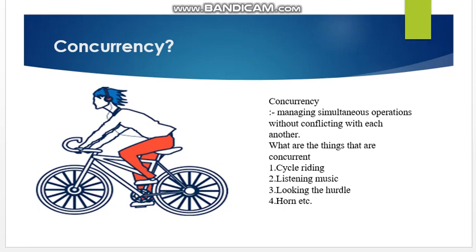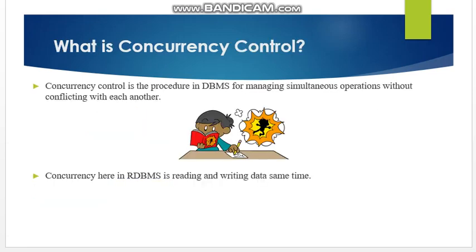If you see the dictionary meaning of concurrency, it is nothing but managing simultaneous operations without conflicting with each other. Consider yourself riding a bike. What multiple things can you do? You can ride, listen to the music, look out for hurdles, and give a horn at the same time. These are simultaneously performed actions when you ride a cycle.